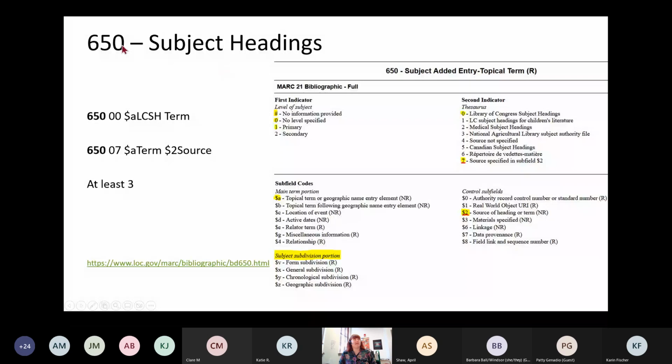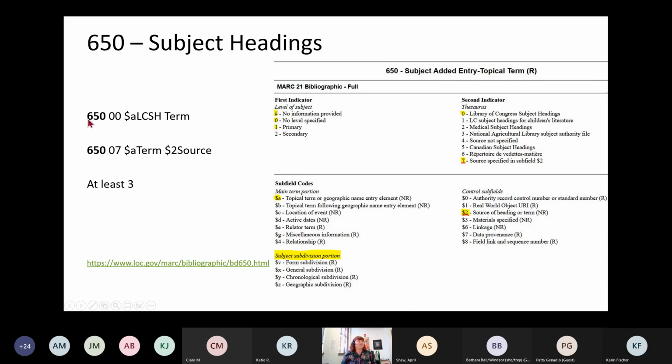So built into the field, in the second indicator spot, there is the ability to say what controlled vocabulary your term comes from. Zero is, as we went over, very common. If you see a zero, the term is from the Library of Congress subject headings, and you don't need a subfield two. You can just add the A subfield for your term as it's stated in that controlled vocabulary, and any subject subdivision portions if you want, for fiction, for a specific year, for a geographic location. Or in the second indicator, there is a seven, and that is just stating, look to subfield two, and you'll find out what controlled vocabulary this term is coming from.